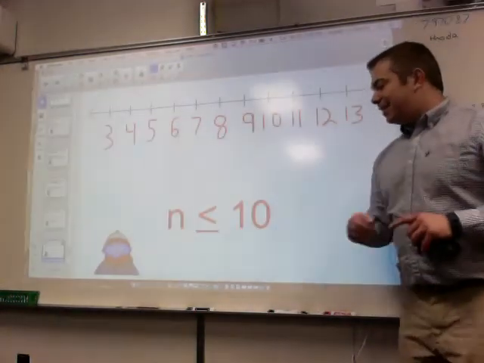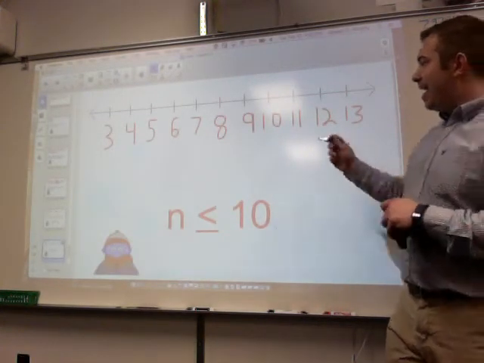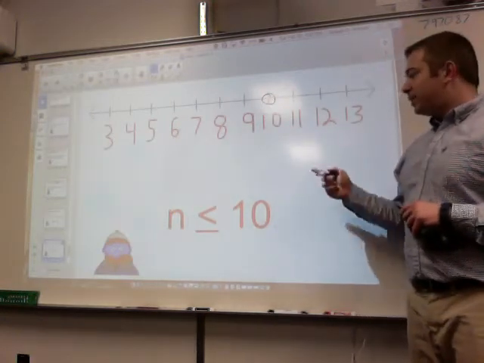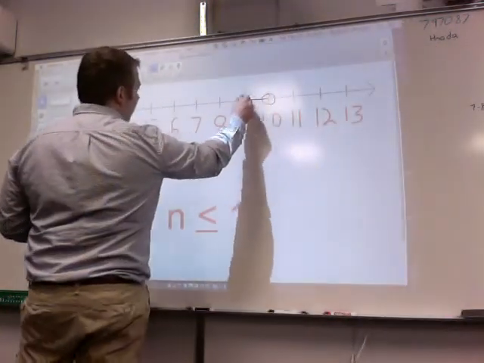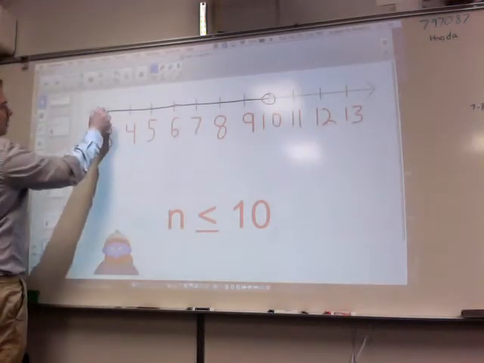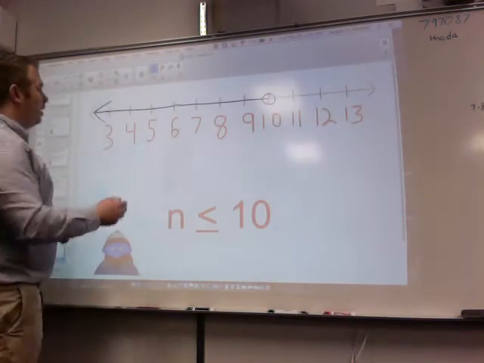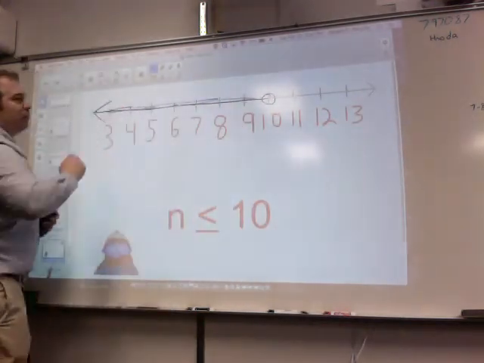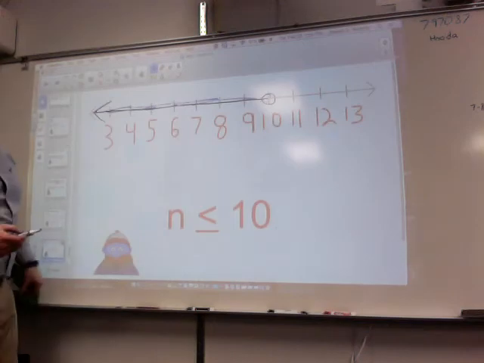N is less than or equal to 10. All right, so N can equal 10 this time. So that's where my starting point is going to be. It could equal 10, and it could be anything less than it. So N could be 10, it could be 9, it could be 8, it could be 7, 6, 5, 4, 3, and I ran out of spaces, so I'm going to draw an arrow. N could be any of those numbers, all right? On your work, you might want to fill it in a little more. I don't want to waste my marker. But N could be any of those numbers, all the way to negative infinity.